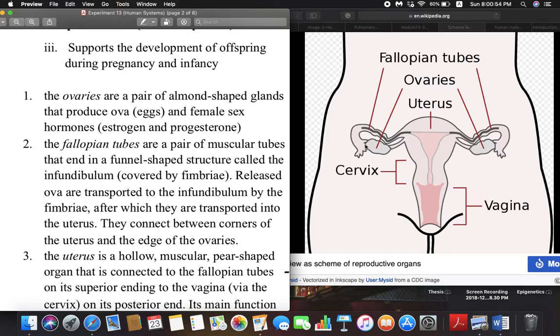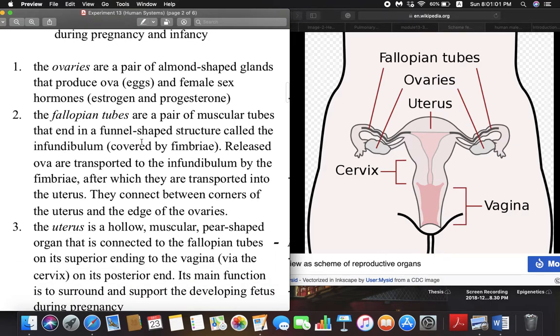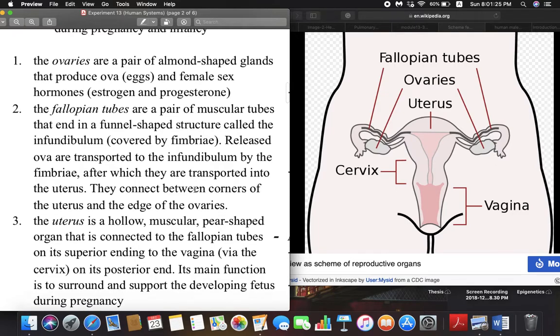After the ovaries, we have the fallopian tubes, which are also a pair of tubes. They are a pair of muscular tubes that end in a funnel-shaped structure called the infundibulum, which is covered by fimbriae. Released ova from the ovaries are transported to the infundibulum by the fimbriae, after which they are transported into the uterus. They connect between the corners of the uterus, so the fallopian tubes connect between the corner of the uterus and the edges of the ovaries.